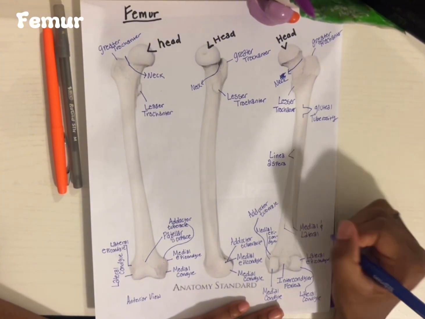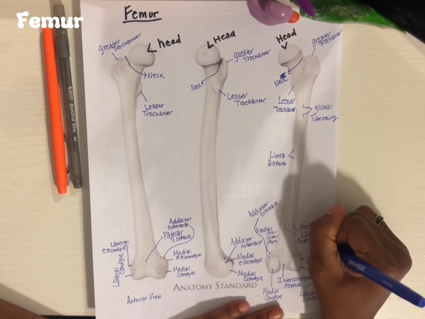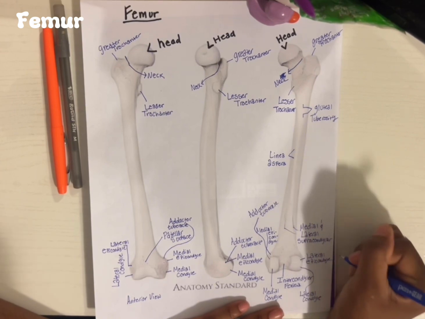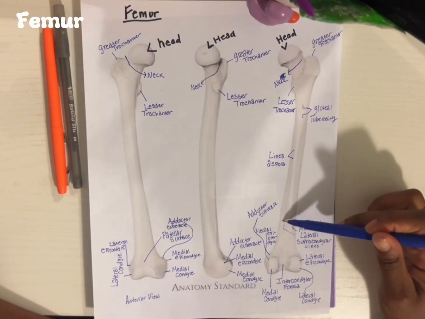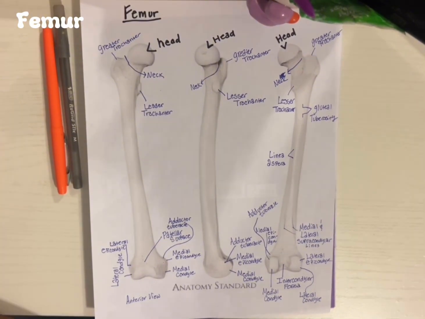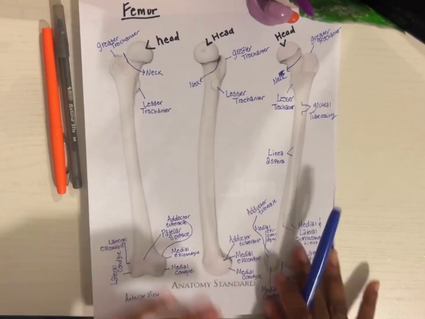So on the posterior view of this femur, these lines right here are the medial and lateral supracondylar lines. So these ones right here are the medial and lateral supracondylar lines. And that's it for the femur.